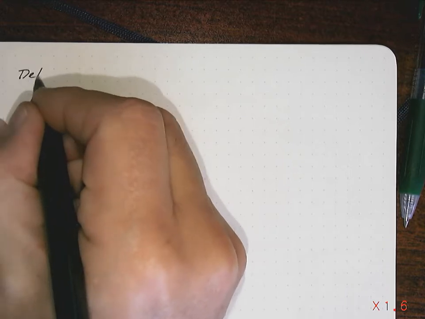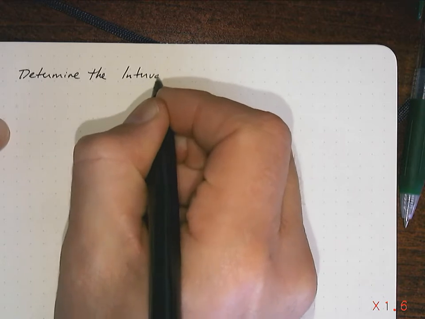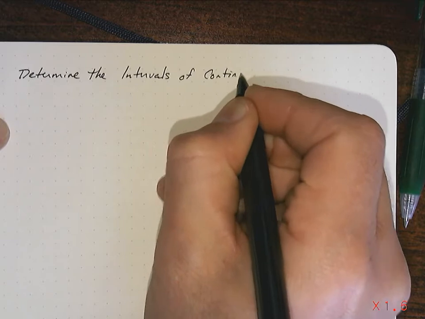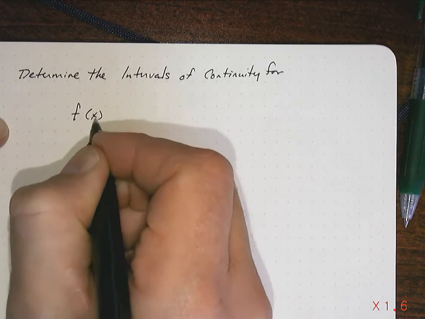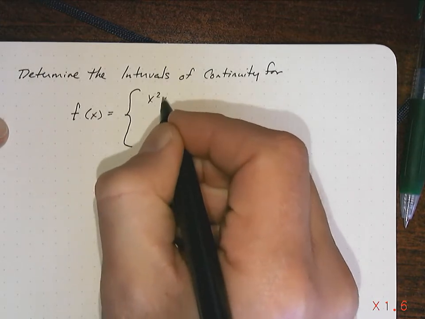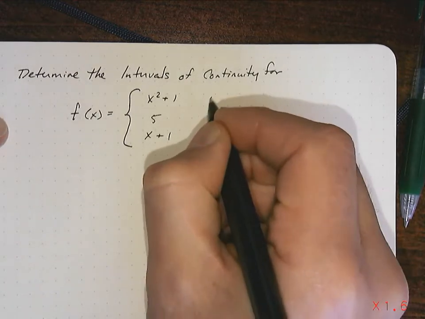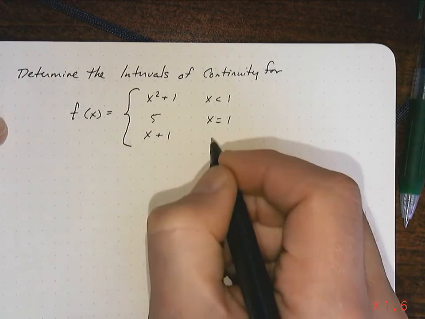All right, let's do another one. Number 3. Determine the intervals of continuity for, you ready for it? It's awesome. f of x equals, not in Kansas anymore, x squared plus 1, 5, x plus 1, for x being all values less than 1, x equaling 1, and x being greater than 1.